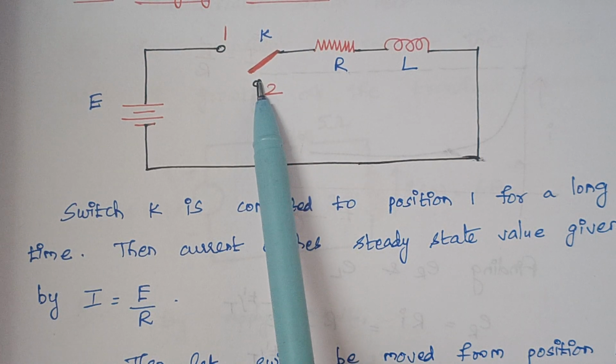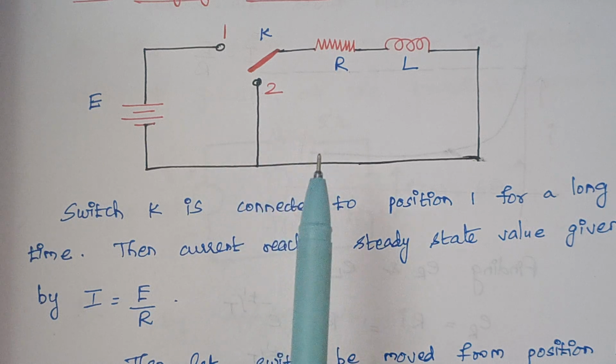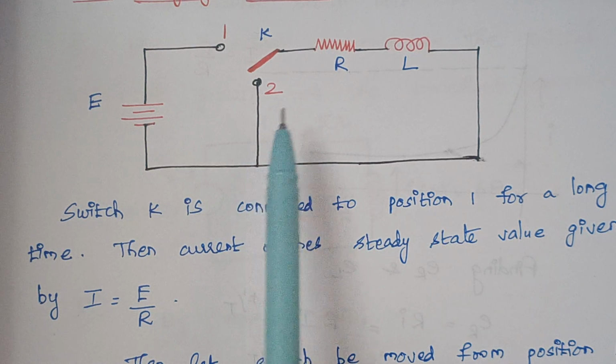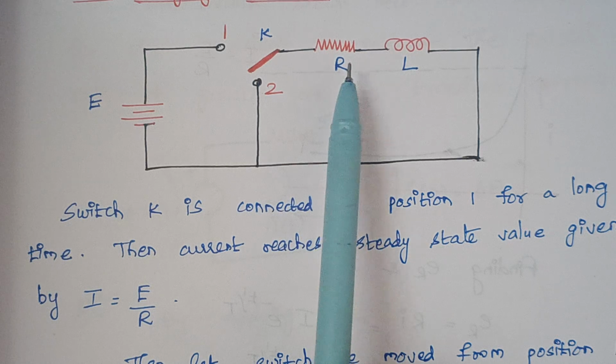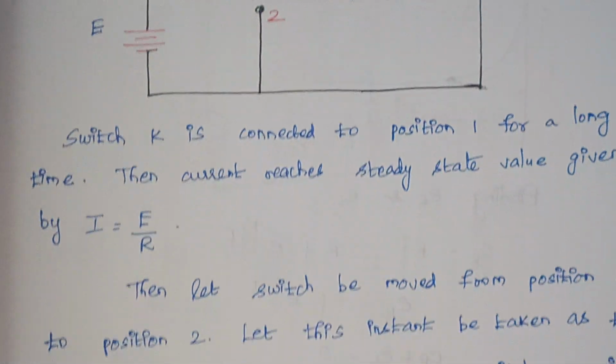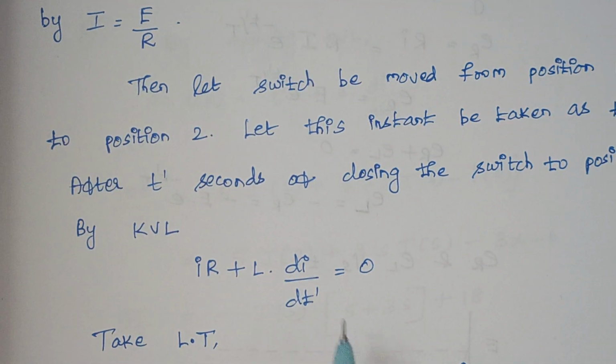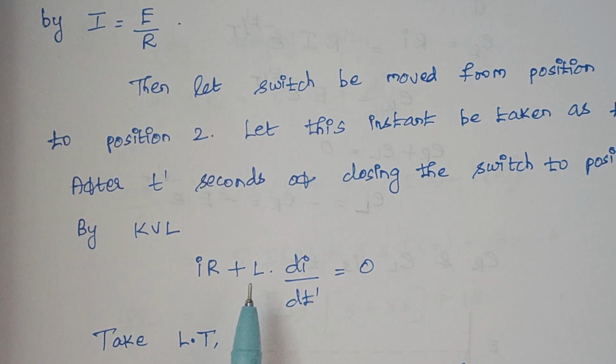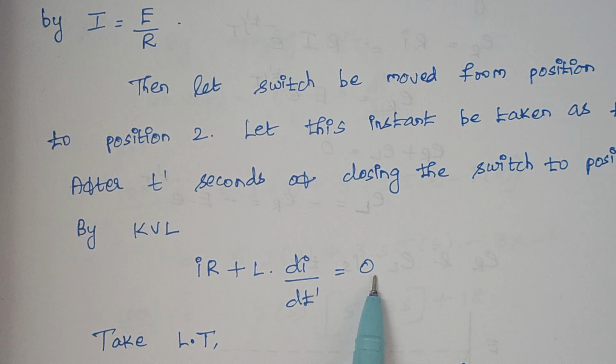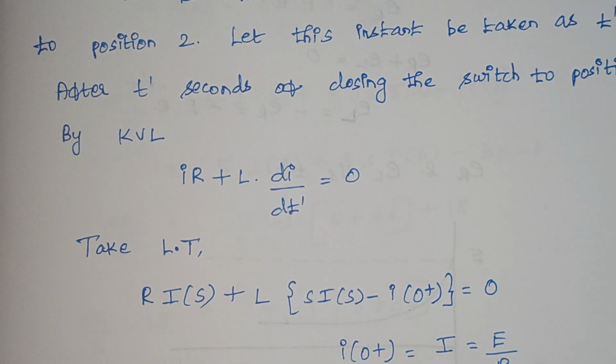So when you apply KVL, what happens? There is no voltage source, right? Therefore it is 0, and again we have to write the expression for R and L. So the expression is I into R plus L into di by dt dash, which is equal to 0, because there is no source voltage when the switch is connected in position 2. Now we are going to take the Laplace transformation.